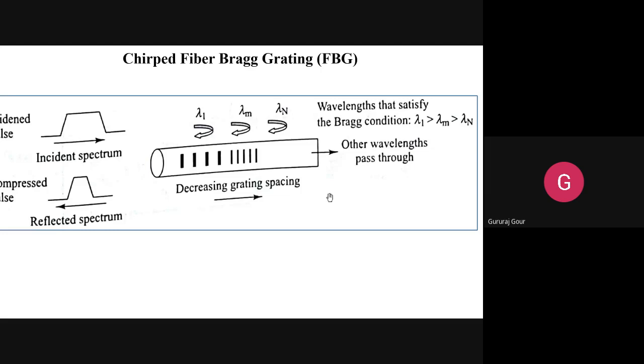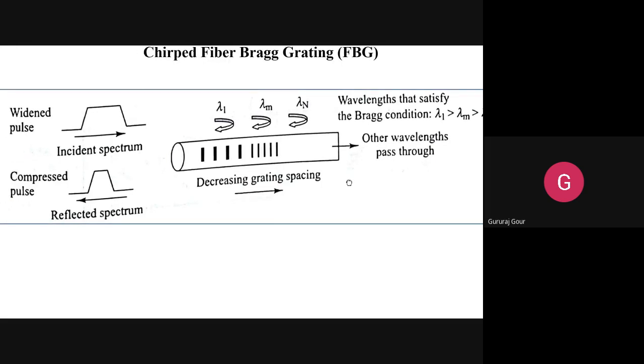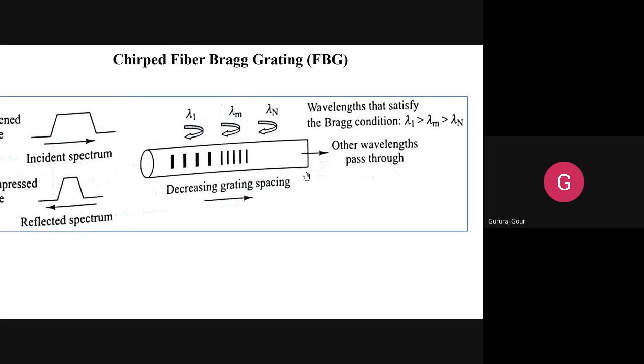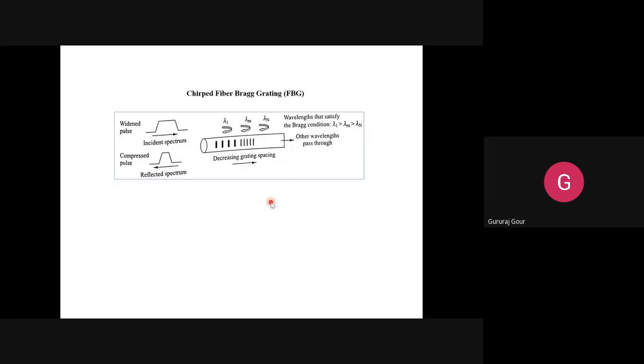So this chirped fiber Bragg grating is used so that if you give a widened wavelength pulse, it will give you back a compressed wavelength pulse. Any desired wavelength, you can tune it. If you want, you can get lambda 1 or lambda m or lambda n, but with compressed nature. So this is another kind of grating application.